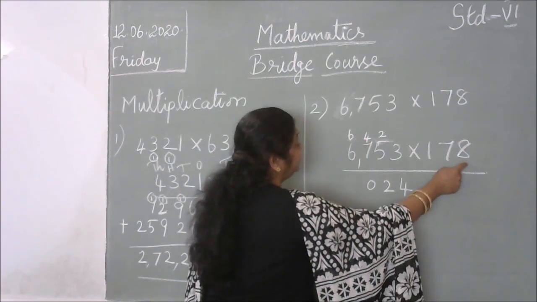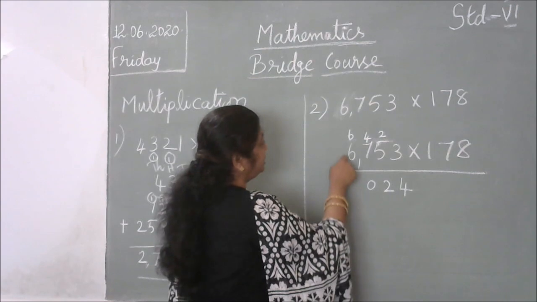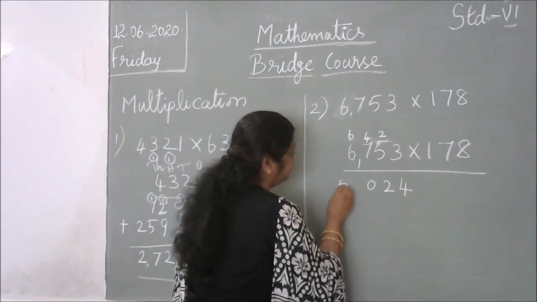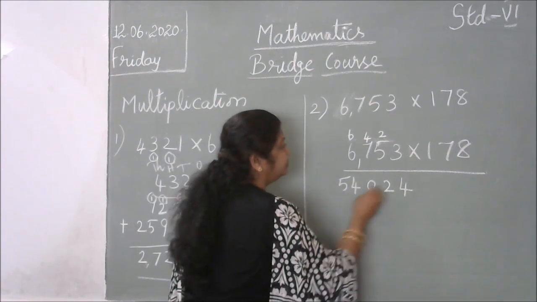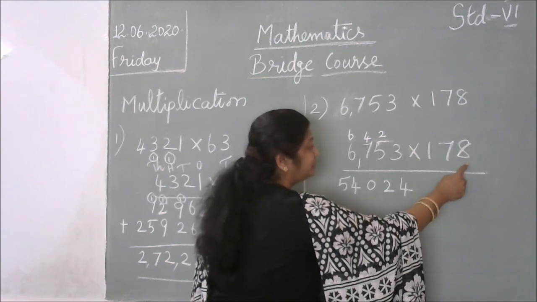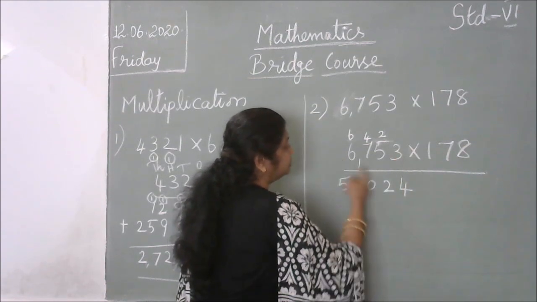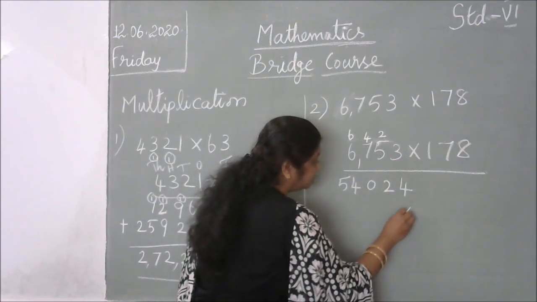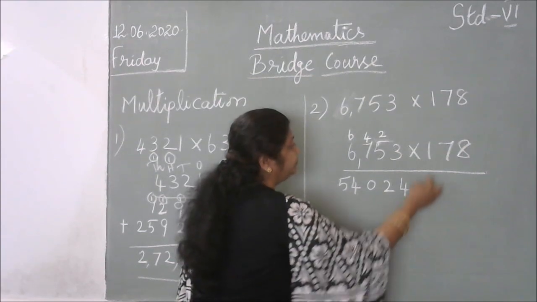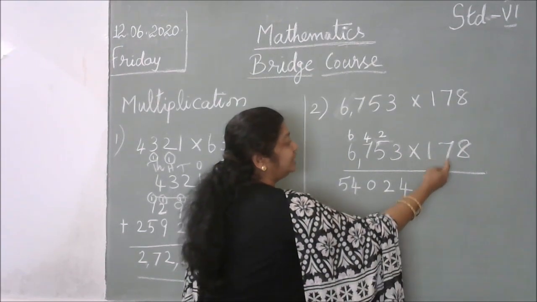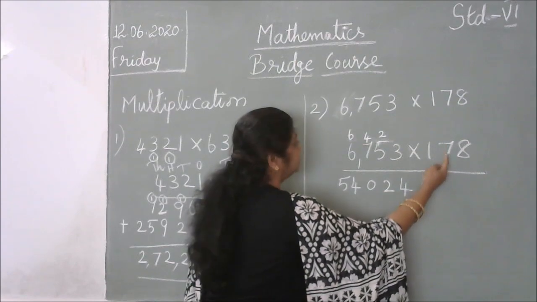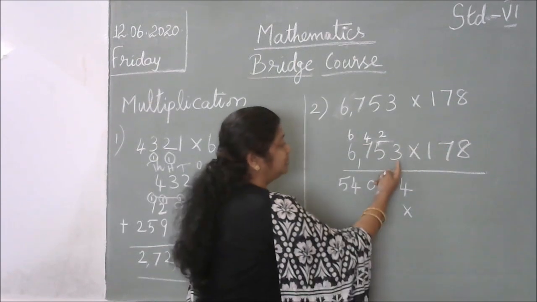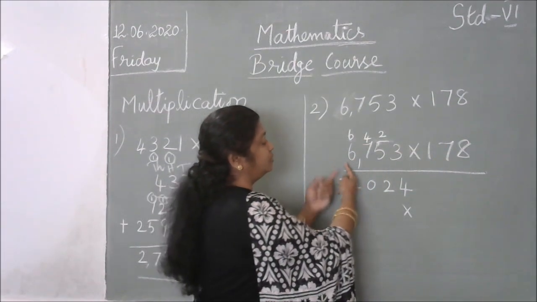And 6 6s are 48. 48 plus 6 is 54. 54 you should write it. And afterwards, with the ones place number we have multiplied all these numbers. So here in the answer you have to put the cross for the ones place number. Now we are going to multiply with the tens place number. The tens place number is 7. With the 7 we are going to multiply all these numbers now.